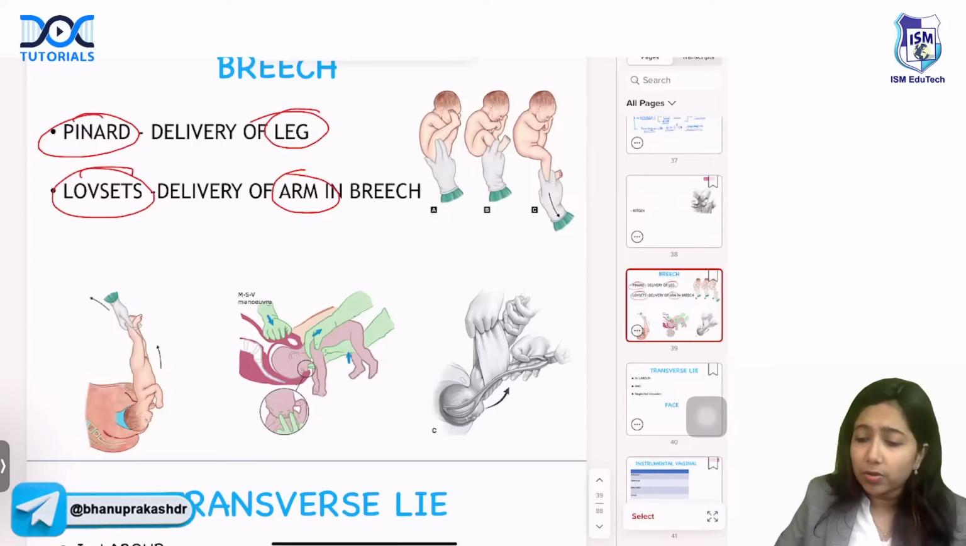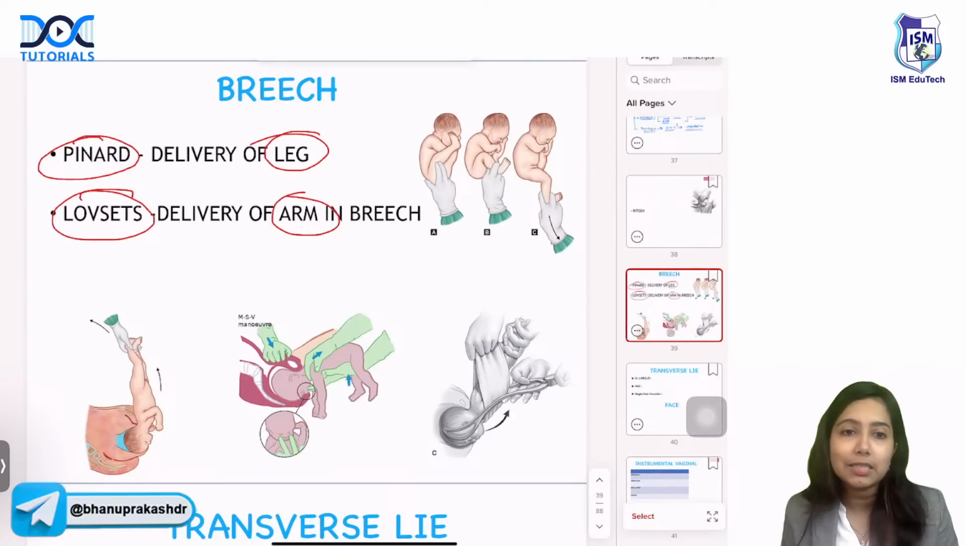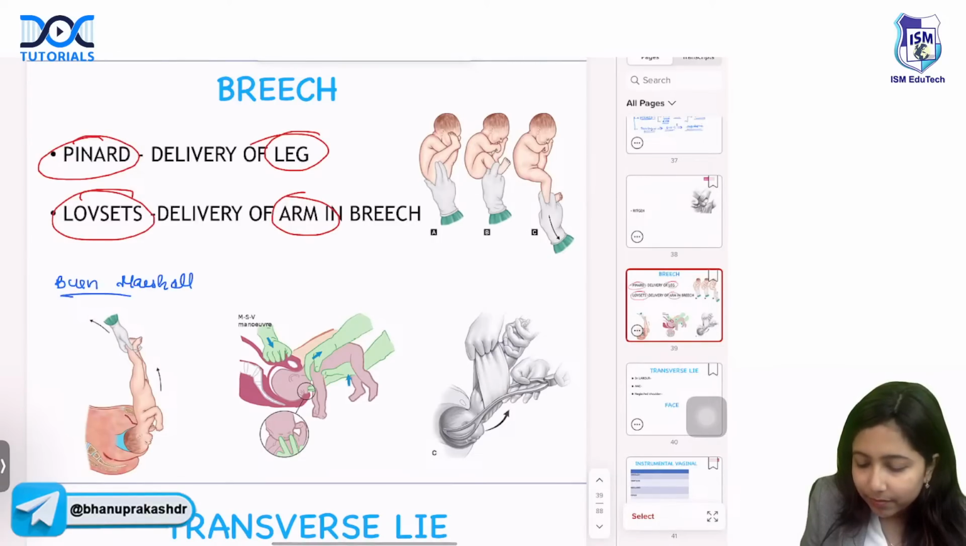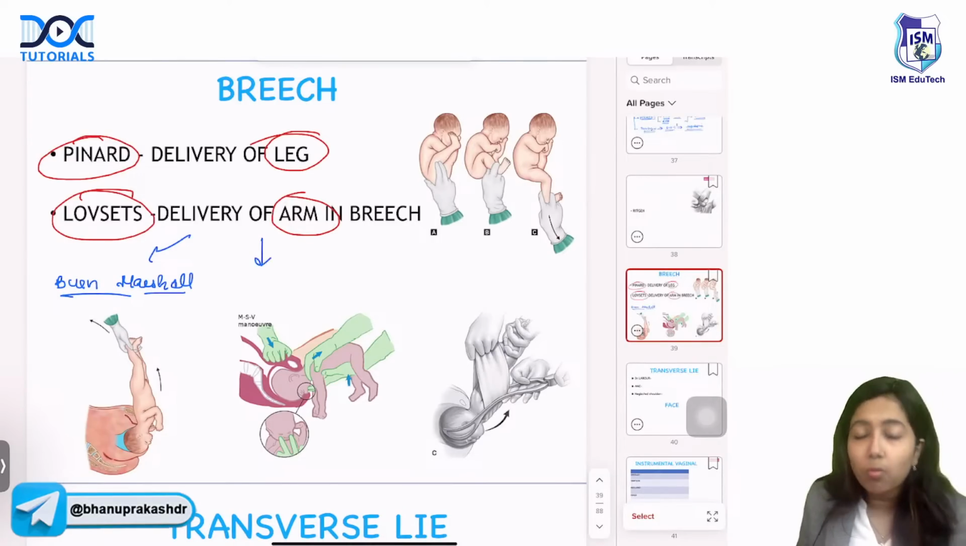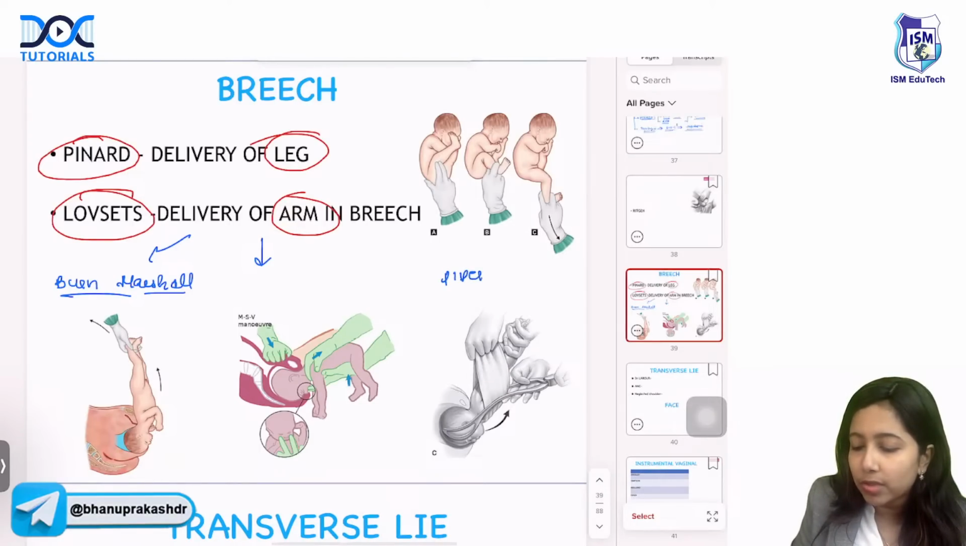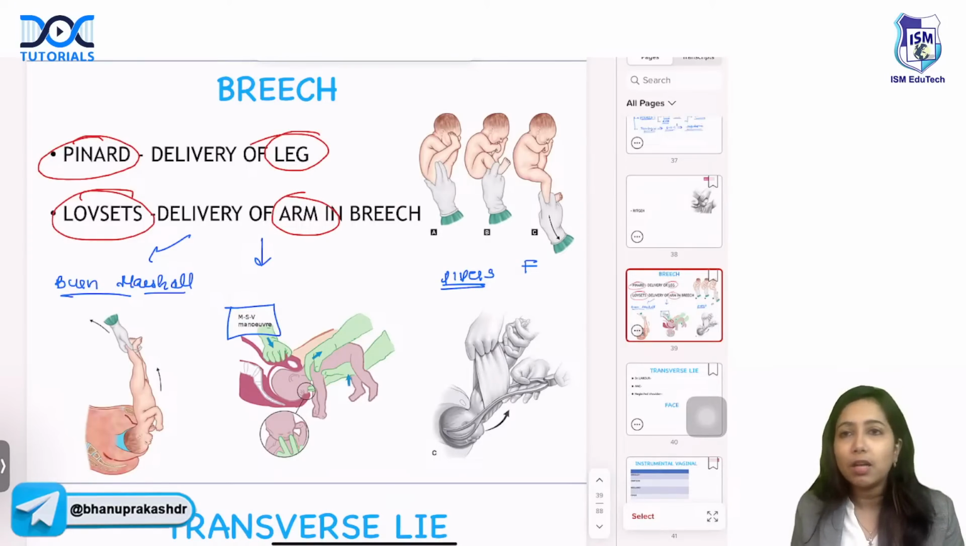The next very important question, which I was asked previously as well: all the following are used to deliver the head of the baby. To deliver the head, we can use three techniques. We have the Burns-Marshall technique, the MSV or Mauriceau-Smellie-Veit technique, and finally the Piper's forceps. These are the three techniques by which you can deliver the head of the baby.